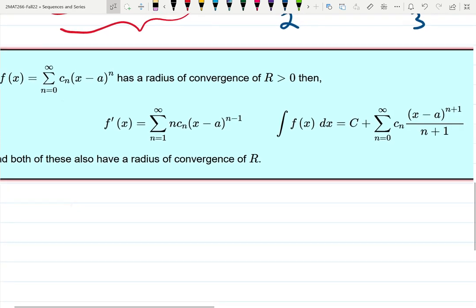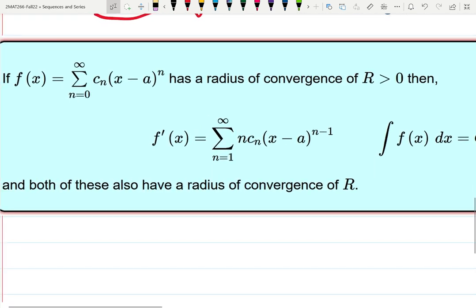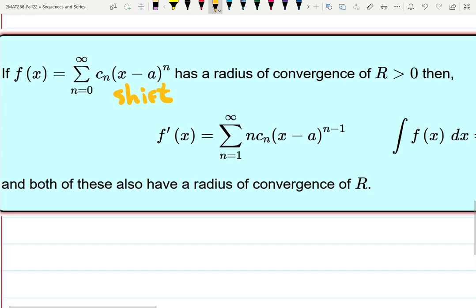This is the theorem. Please copy it. But basically, this is an important idea which you just need to understand. You don't have to memorize it. Idea number 1. If f of x is a sum, this time we have a shift. C sub n are my coefficients, and then I have a shift. X minus a to the n. It has a radius of convergence greater than 0. So r is greater than 0. Then I have two formulas.